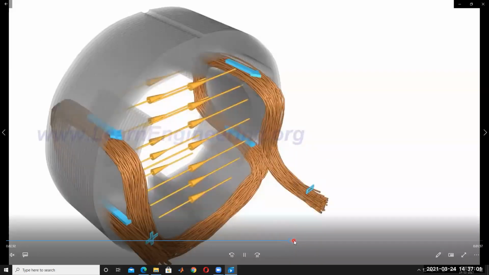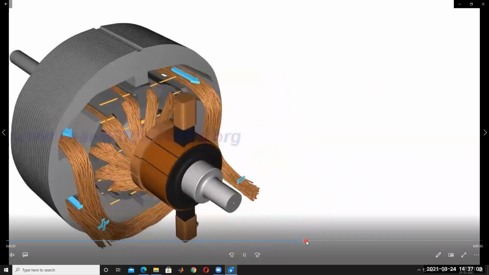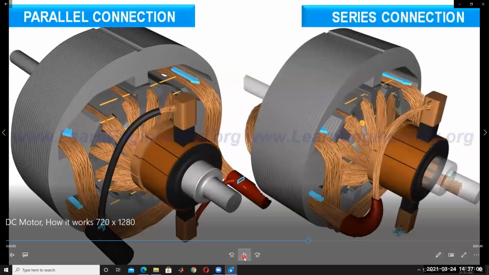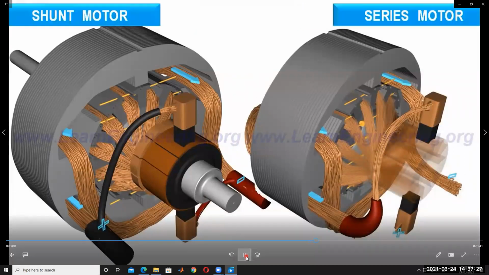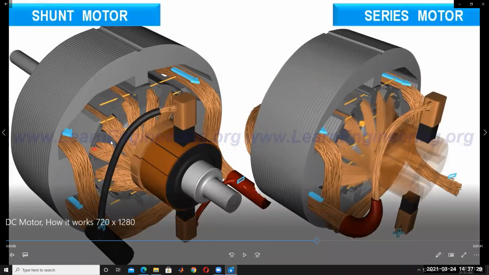Based on the connection of the rotor and field winding, that is, the armature winding and field winding, there are two different types of DC motors. If the armature winding, this one, and the field winding, this one, are connected in parallel, that motor is called a shunt motor.